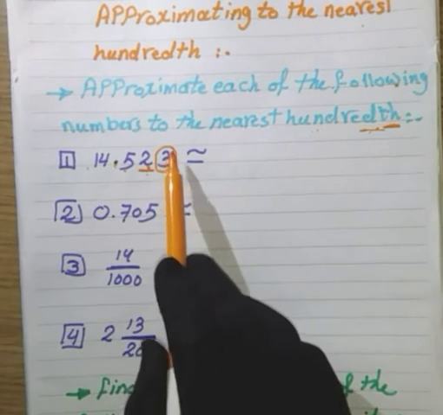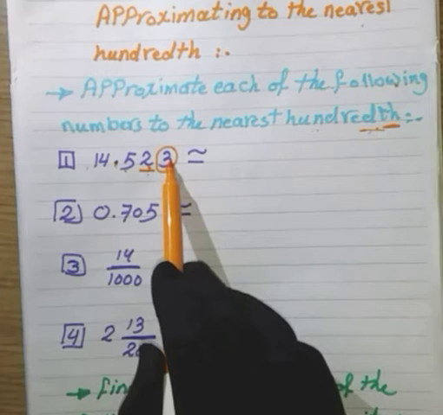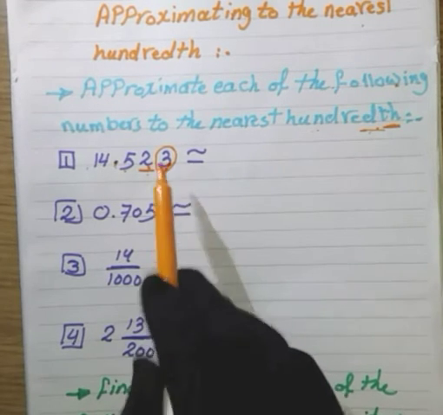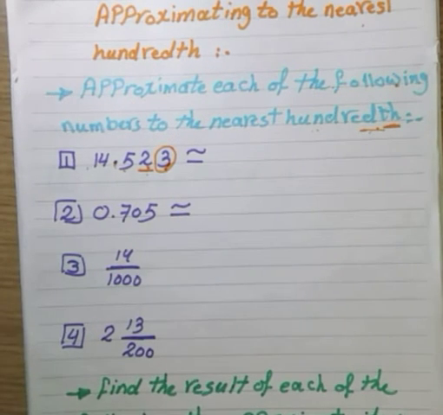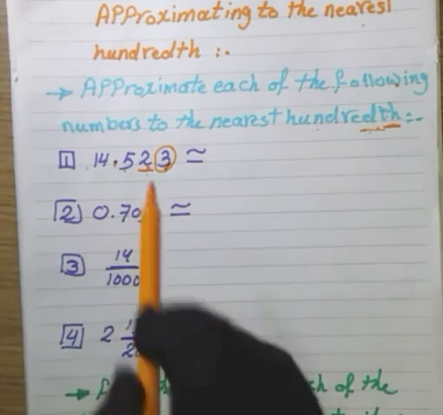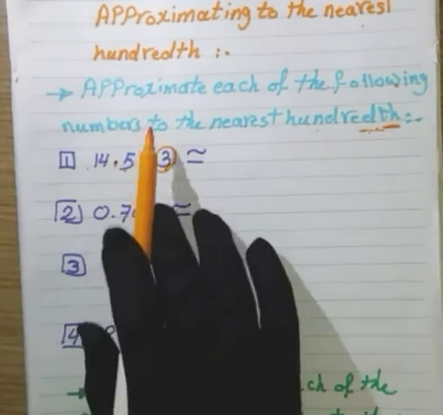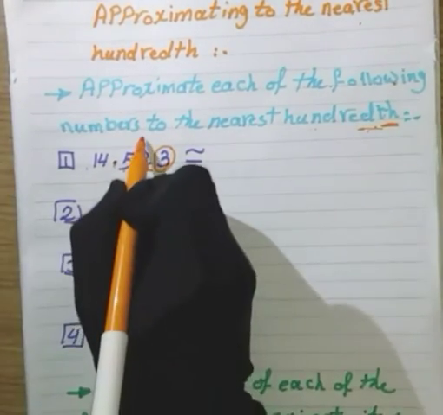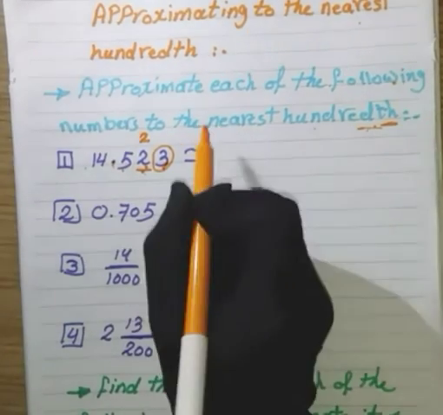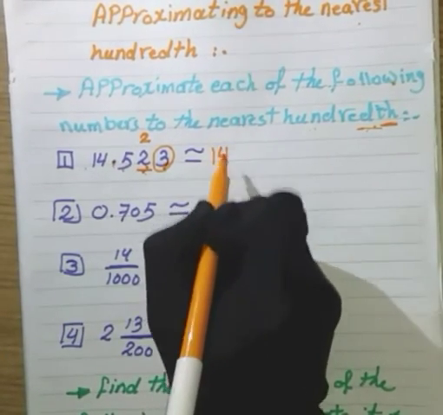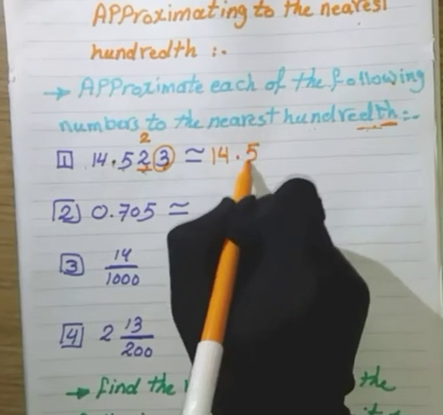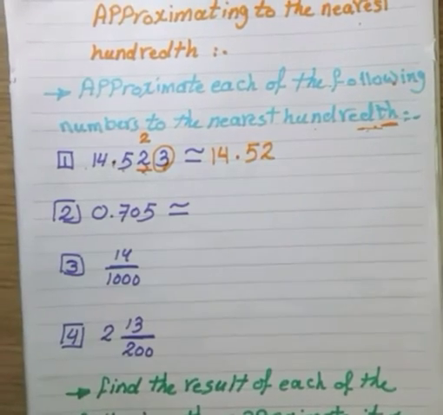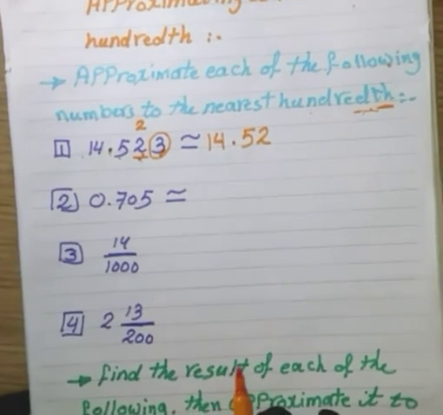This number that's inside the circle is a weak or a strong? 3 is a weak number, means it's very poor. So this 2 will stay as it is without any change. A 2 is 2. So here my number is 14, then the decimal point 52 hundredths. Let me see here, what about the question 2?